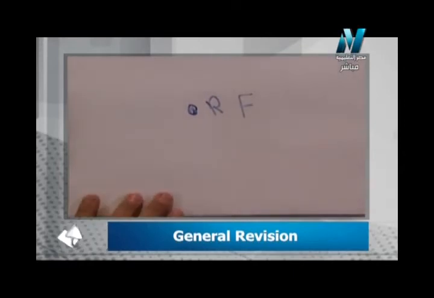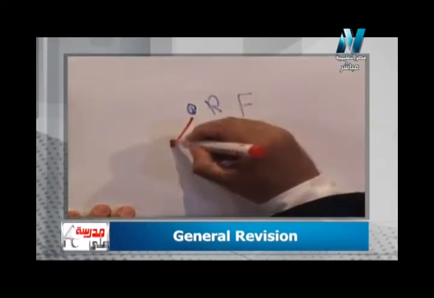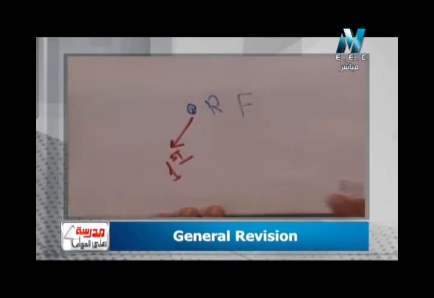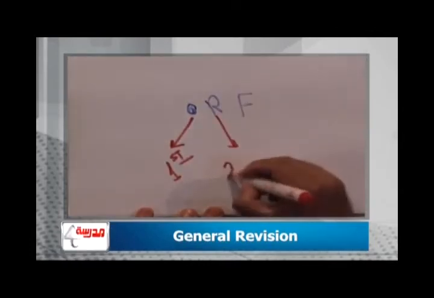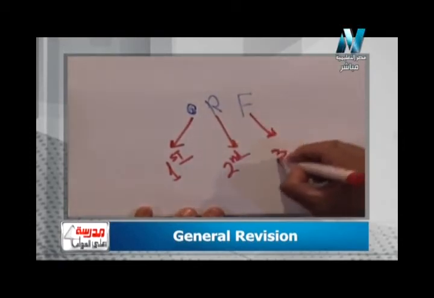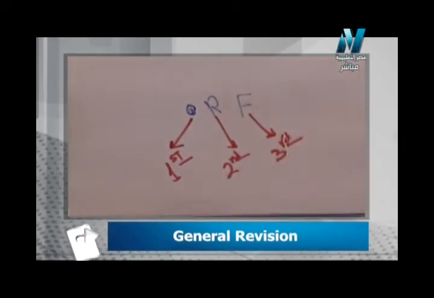ORF. If O, the fulcrum, is in the middle, it will be a first class lever. If R is in the middle, it will be a second class lever. If F is in the middle, it will be a third class lever. So again, if the fulcrum is in the middle, never mind which ones are at the ends, it will be a first class lever. If R is in the middle, second class. If the effort force is in the middle, third class.